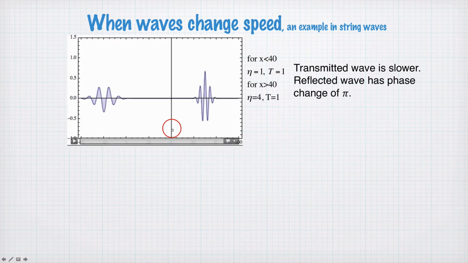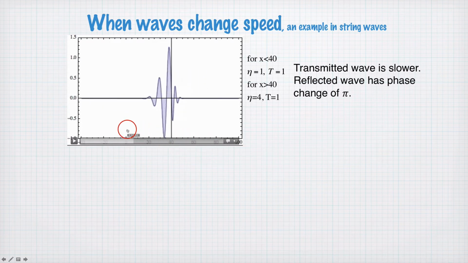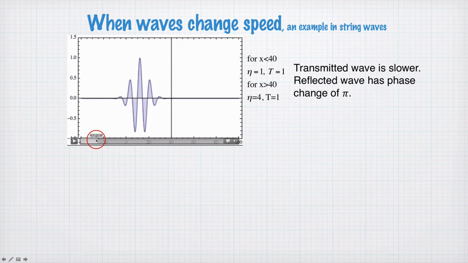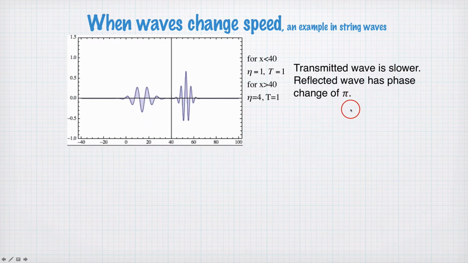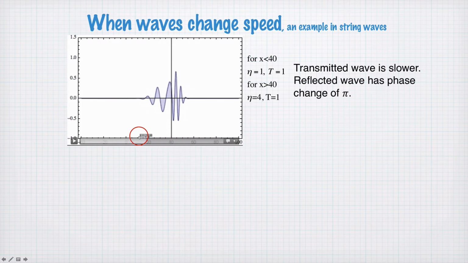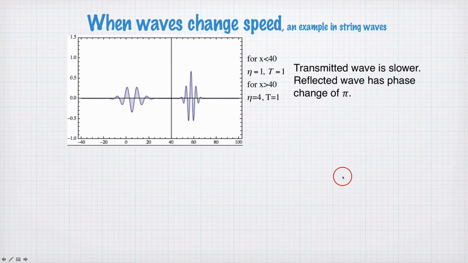These are the parameters used for this animation. At x equals 40, that's where we have a change of density. The density in fact increases by a factor of 4. Something you may want to notice here is that if we look at where this big peak is, as we hit the wall and look at the reflection, this big peak is now pointing down. So the reflected wave has a phase change of pi. It's 180 degrees. Phase change is upside down, in other words. But the wave that's transmitted has no phase change.